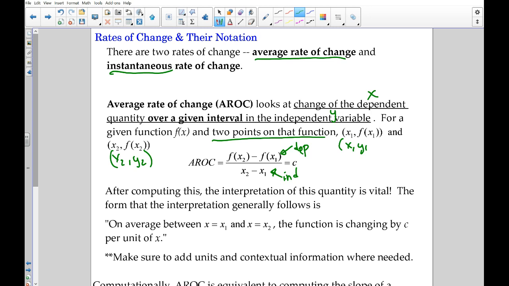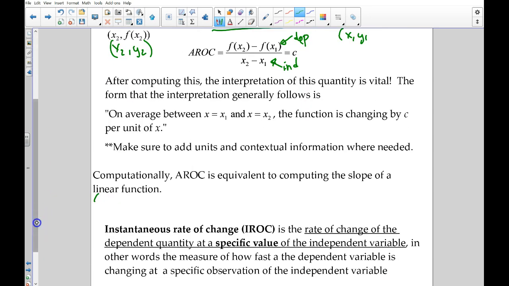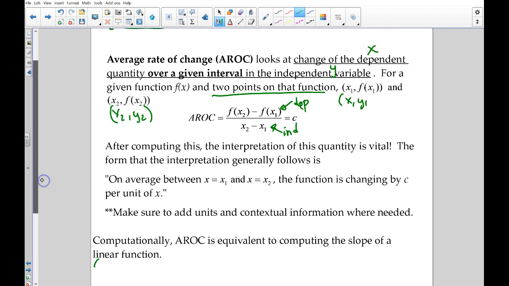As you look at this formula, you may realize that this looks a lot like slope, and that's actually very true. I have a note down here. Computationally, the average rate of change is equivalent to computing a slope for a linear function. If we have a linear function, we have to compute m, and it's going to be the same.